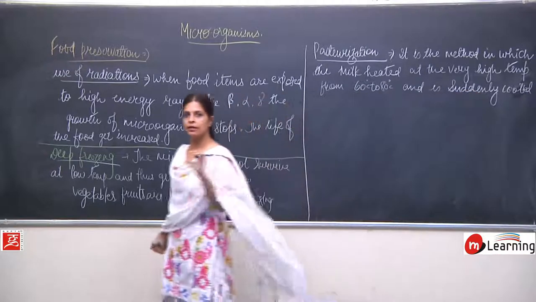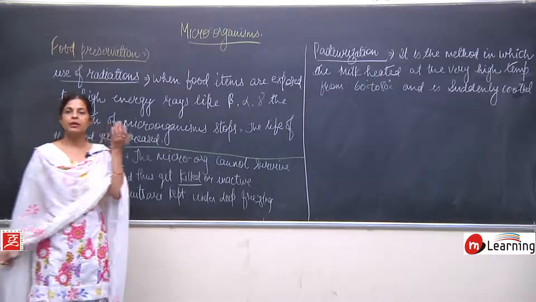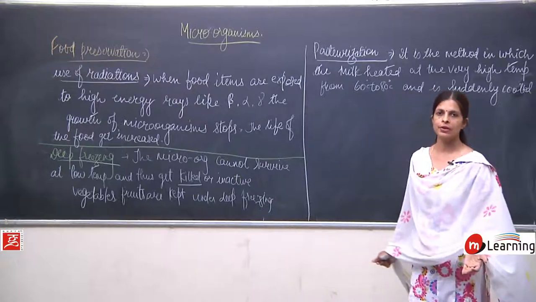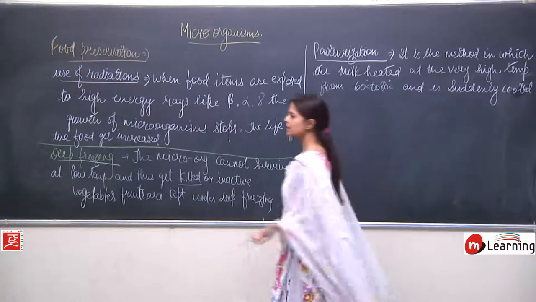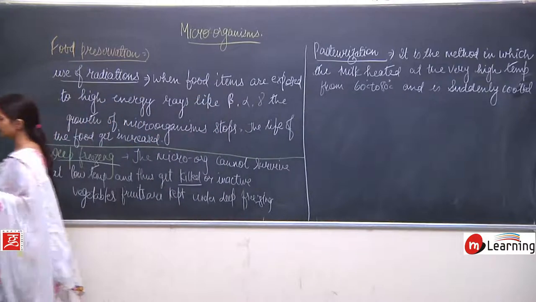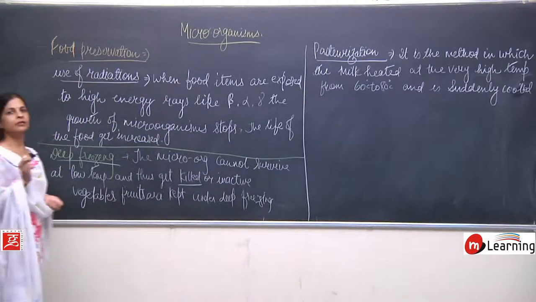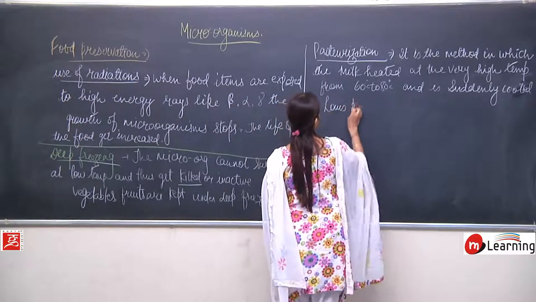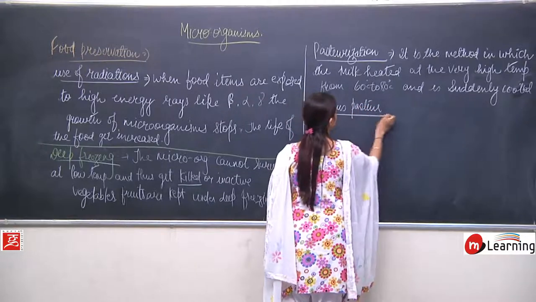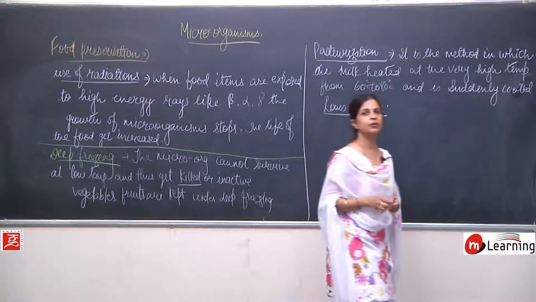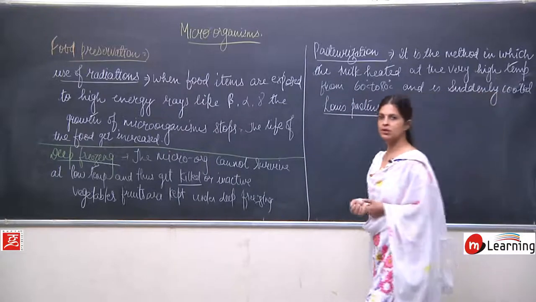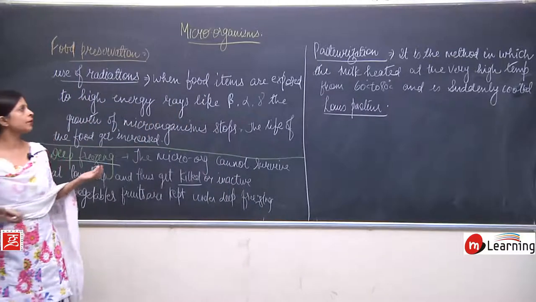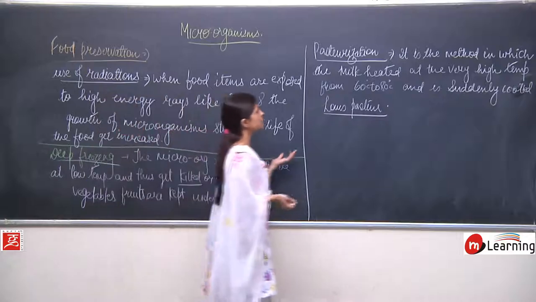So what is pasteurization? Here the milk is kept at a very high temperature, maybe from 60 to 80 degrees Celsius, and then suddenly it is brought to a very low temperature. With this change, the microbes fail to adjust and so they get destroyed. This is a very common method to preserve milk, and we all know it was given by Louis Pasteur. He gave this method for the first time, and now we all know that pasteurization is a very useful process to kill the microbes from the milk, to remove the microbes from the milk.